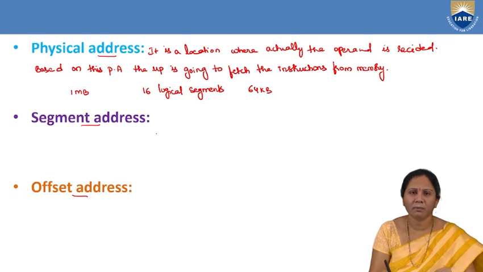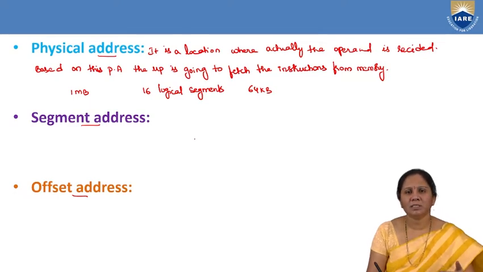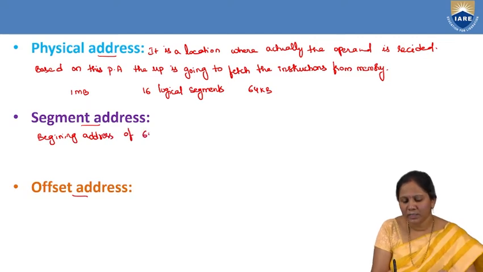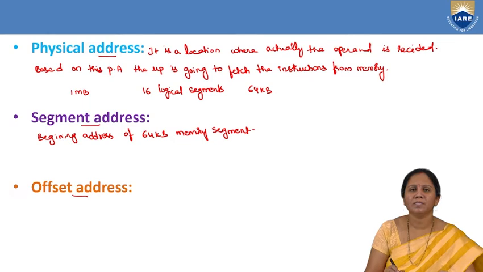First we should know what is meant by segment address. If we consider the 8086 or 80286 microprocessor, the segment registers that are available are code segment, stack segment, data segment and extra segment. The segment address represents the starting address of each segment. So the segment address indicates the beginning address of a 64 KB memory segment. The 1 MB physical memory is divided into 16 logical segments, each of 64 KB, so this segment address defines the beginning address of each 64 KB memory segment.